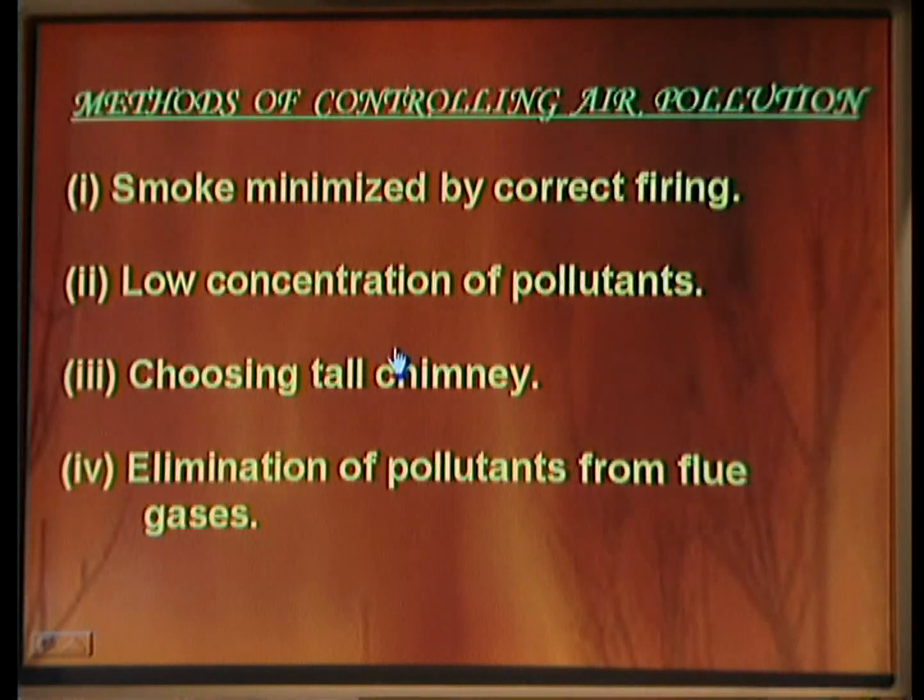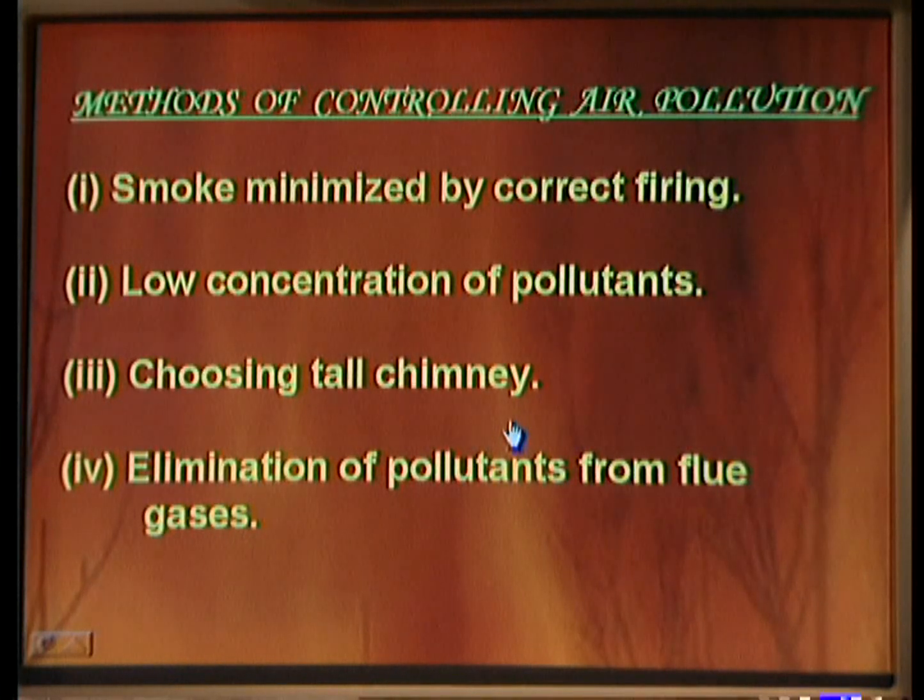Next, coming to low concentration of pollutants. We select the raw material which has low pollutants, then we can reduce the smoke or pollution. Next, choosing a tall chimney. Yes, because if you choose a 60 meters tall chimney, it can spread the pollutants, not 60 meters, 8 kilometers. That means by using a tall chimney, the concentration deposited on the land decreases. So these are the different methods.